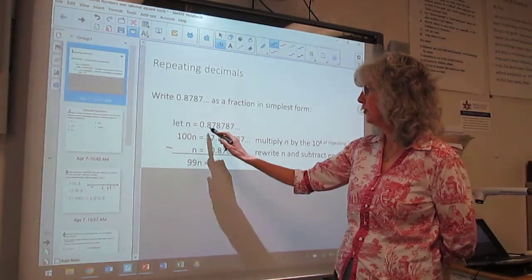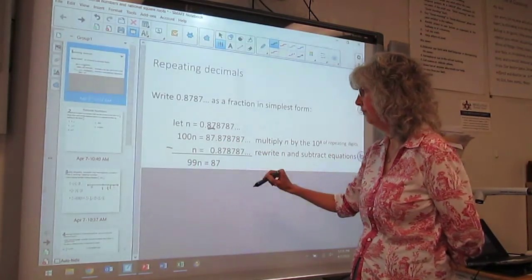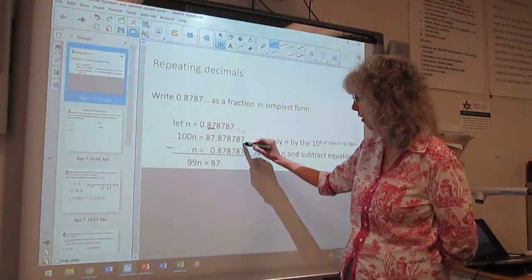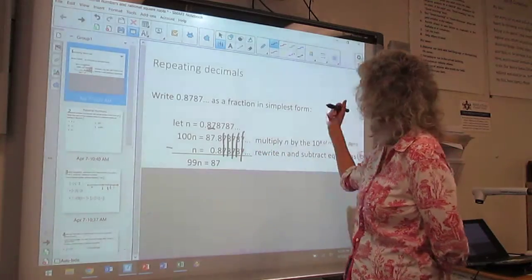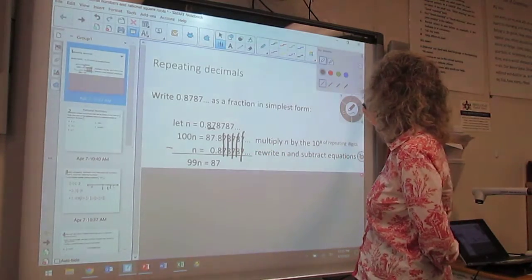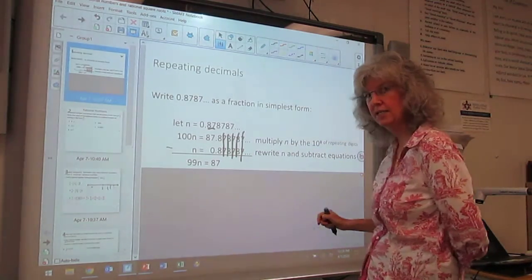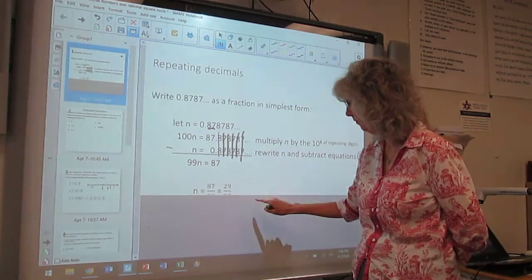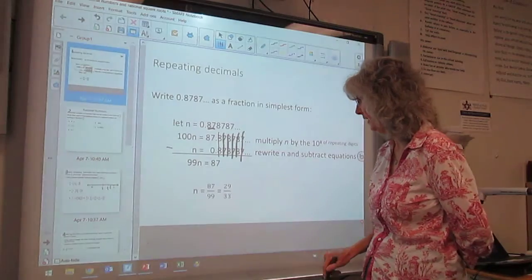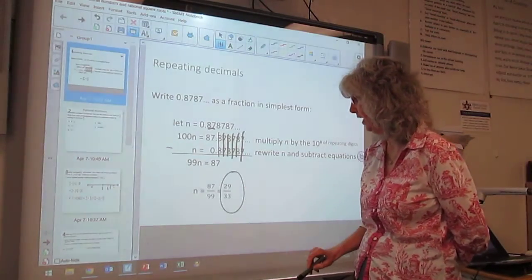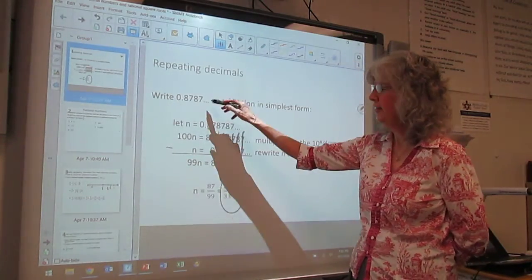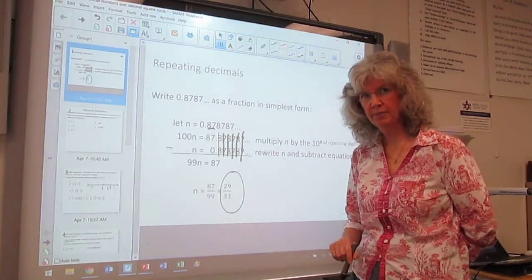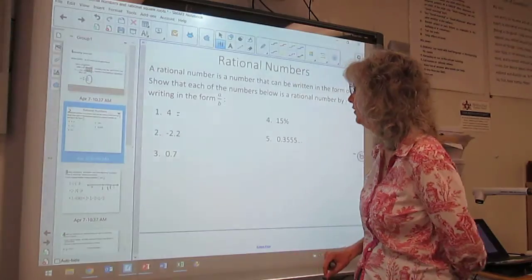We want that as a fraction in simplest form. Well, if you remember, this is 2 repeating, so we're going to multiply it by 100. And then we're going to subtract the number. All the way out as far as we can go, we have to realize that those repeating decimals are going to cancel. Therefore, 99n would equal 87. Divide both sides by 99, and n equals 29 over 33. And that is 0.87 repeat, written as a rational number. You should remember how to do that. That was a quick review.